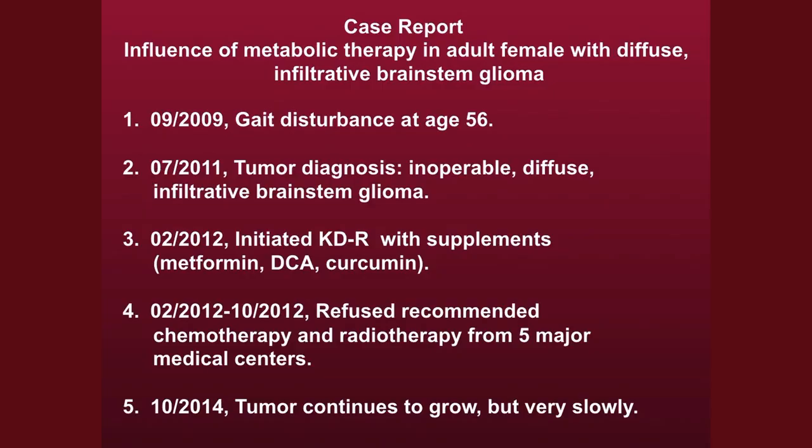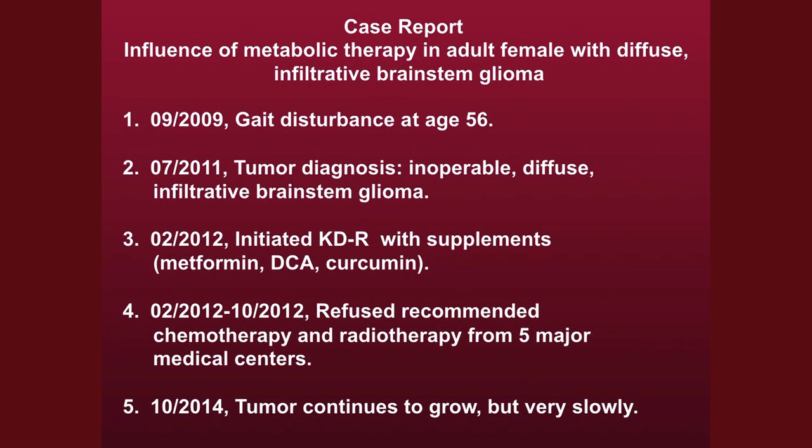So I want to share with you now another case report that's not yet published, but this is a person that myself and some oncologists have been following. An individual, a woman, 56 years old at the time of gait disturbance. She was treated for all kinds of things, swimming lessons and all this, thinking it was something outside the brain. Then finally, there was a diagnosis: inoperable diffuse infiltrative brainstem glioma. And that was in 11, so she's had the symptoms since 09.